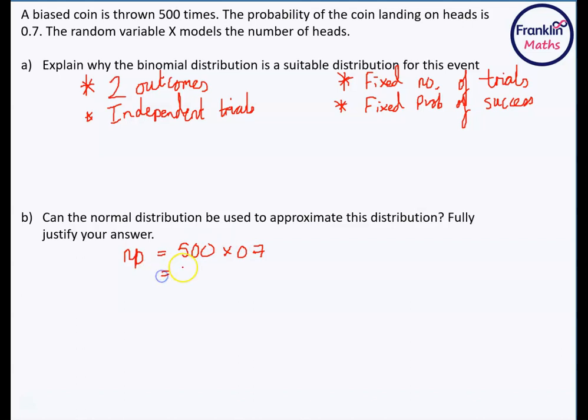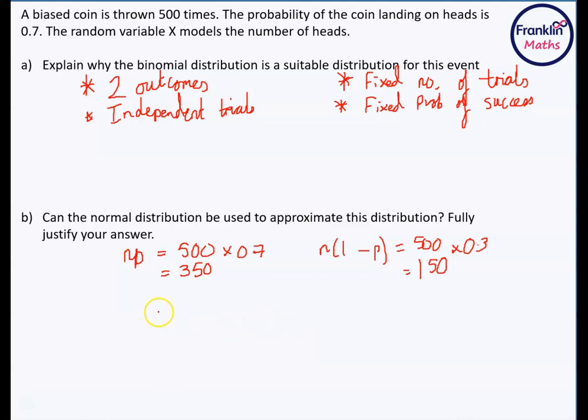Which is equal to 350. And the other one was N1 minus P, which is equal to 500 times 0.3, which is then equal to 150.